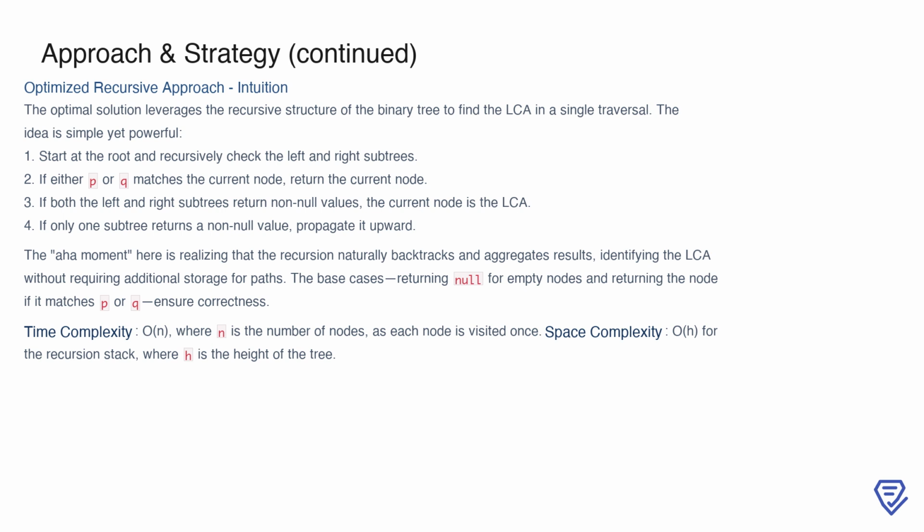If we reach a null node, we return null, and if we find P or Q, we return the node directly. The efficiency of this approach is evident in its time complexity of O(n), as each node is visited exactly once, and its space complexity of O(h), which is limited to the recursion stack. The simplicity and elegance of this method make it a powerful solution.